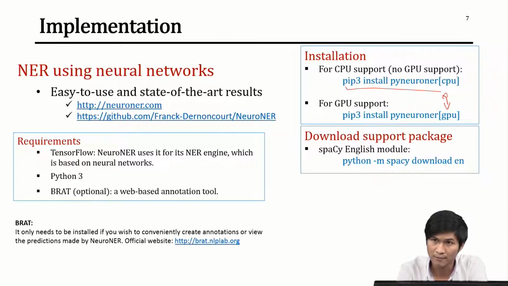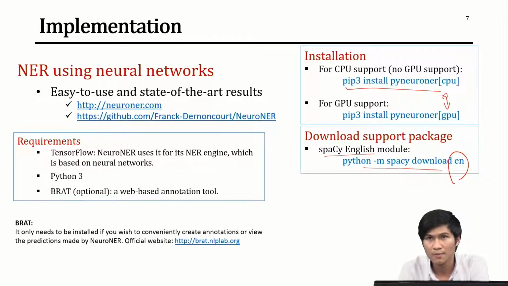So this command will allow us to install Neural NER, which is built on top of TensorFlow. And we may also need some other packages. To download that, we use the spaCy module here. So you can type python -m spacy download, and the language here is English, so that information can be obtained by specifying the en shortcut.